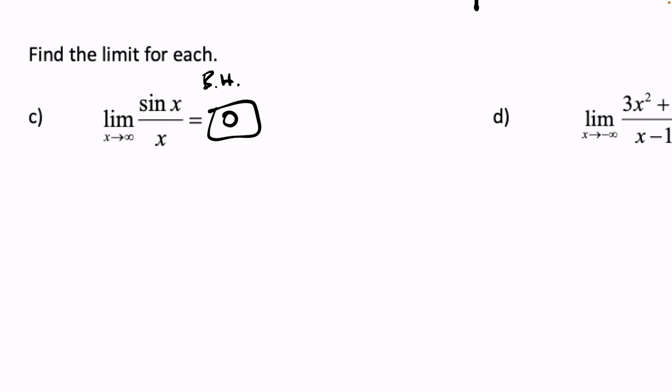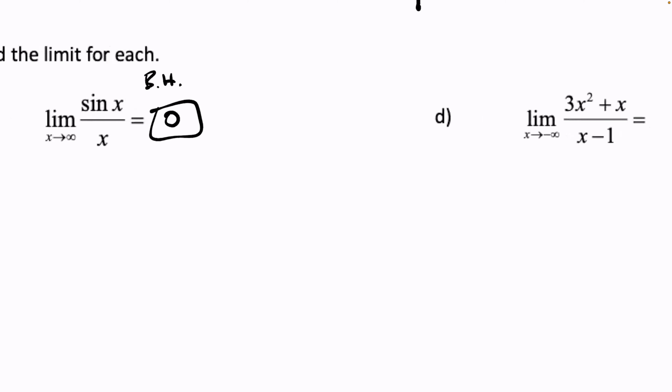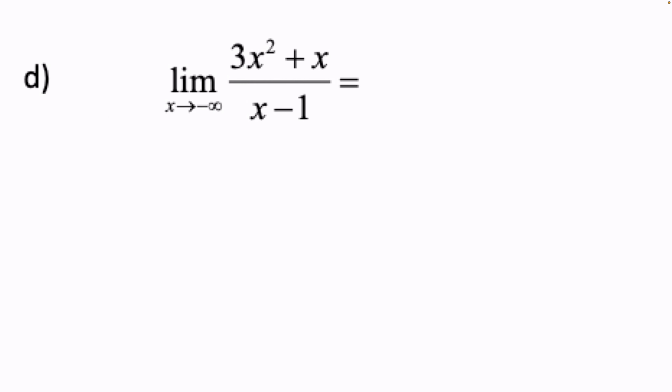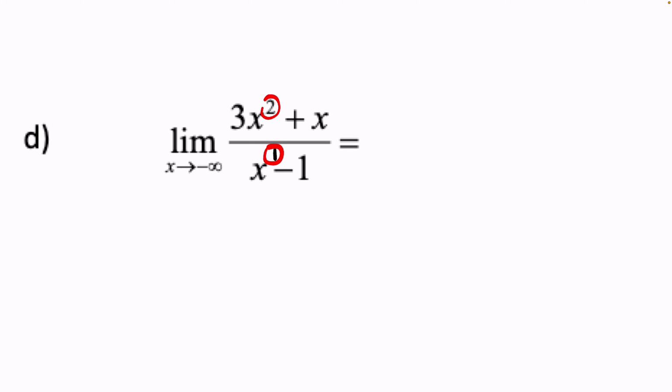Okay, we've had a lot of bottom heavy. That's going to change right now. Top heavy, bottom heavy, equally distributed. Top heavy, right? The biggest power on top is 2. The biggest power on bottom is 1. Right? So this one is top heavy.